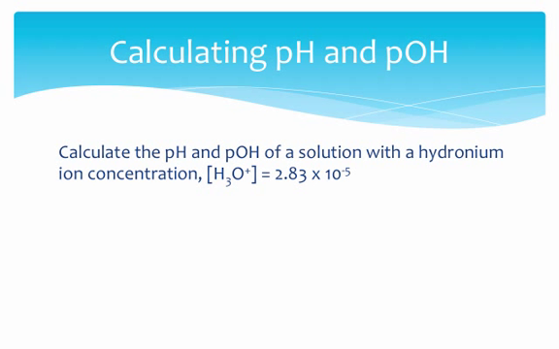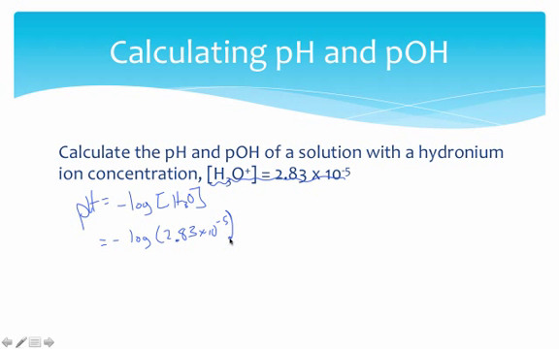Now that you've had a chance to take a swing at this problem, let's start by calculating the pH of this particular solution. That pH is equal to the negative log of the H3O ion concentration, and I tell you the H3O ion concentration right here, which means our pH is going to be equal to the negative log of 2.83 times 10 to the negative fifth.